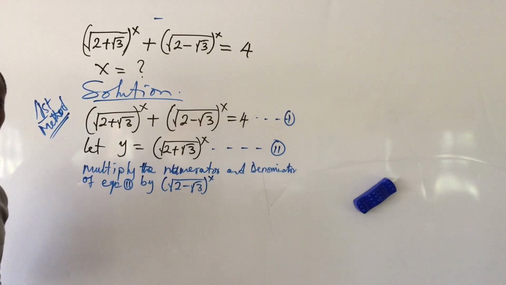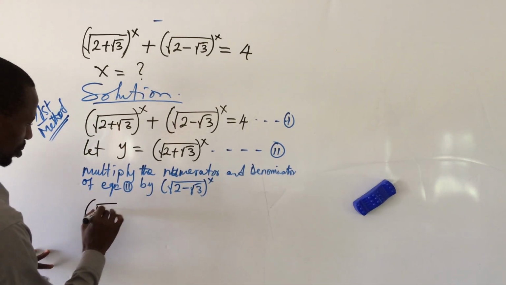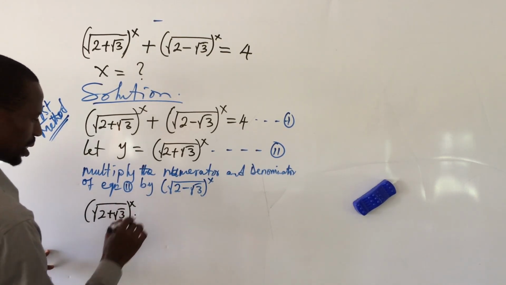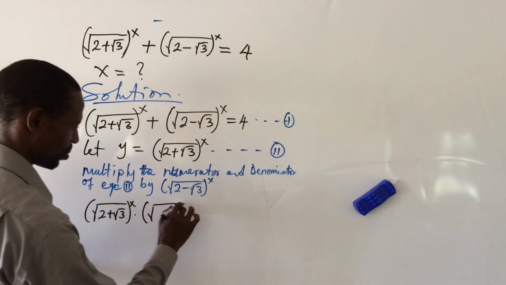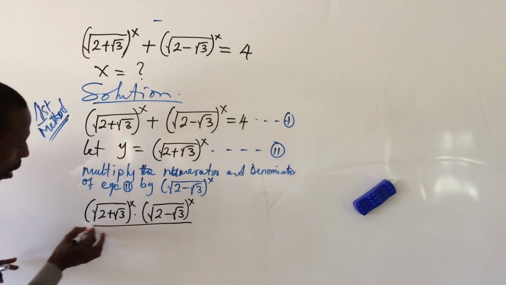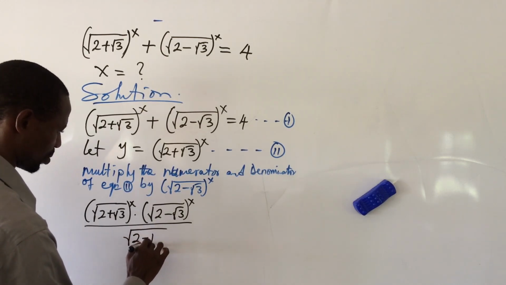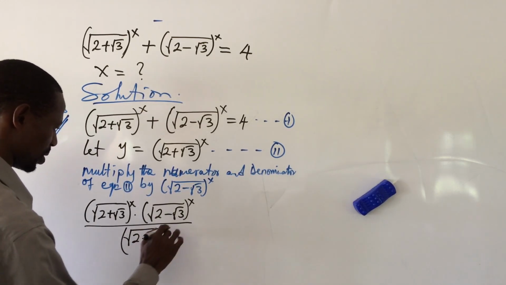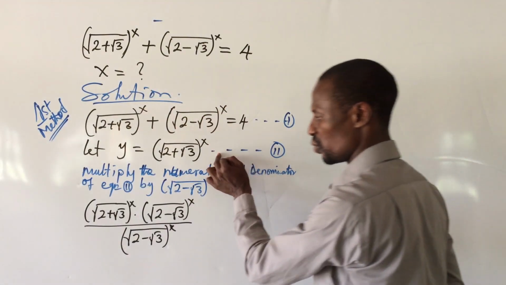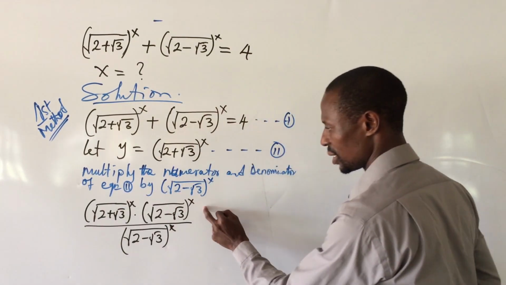If I do that, equation 2 will now become bracket square root of 2 plus root 3 close bracket to the power of x, times bracket the square root of 2 minus square root of 3 all to the power of x, all over square root of 2 minus square root of 3 all to the same power of x. This has not really changed equation 2, because this and this can cancel out to give us equation 2 back.